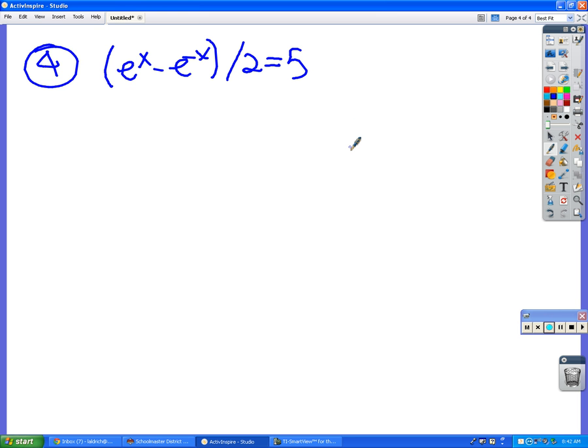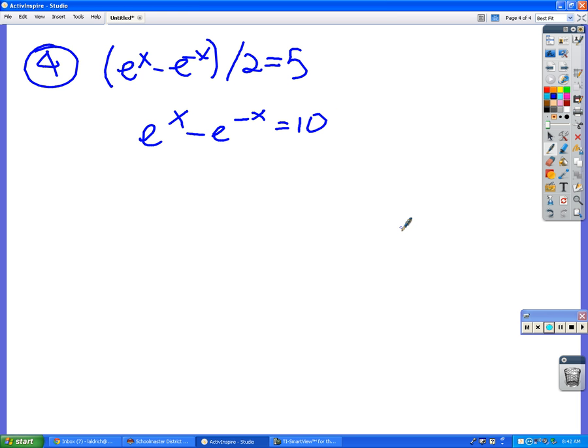Okay, one more method that you can use to solve these types of equations, which will always work. You can graph it. So if I have something wacky like e to the x minus e to the negative x divided by 2 equals 5, what's something easy that you can do to simplify it right off the bat? Yeah, I can multiply both sides by 2. So I can go e to the x minus e to the negative x equals 10.